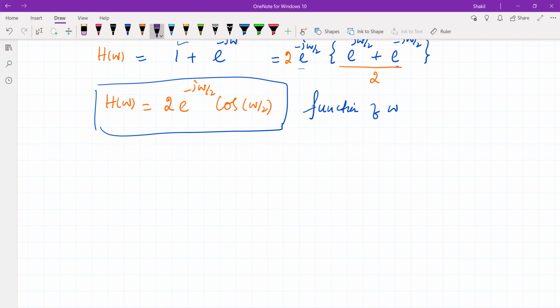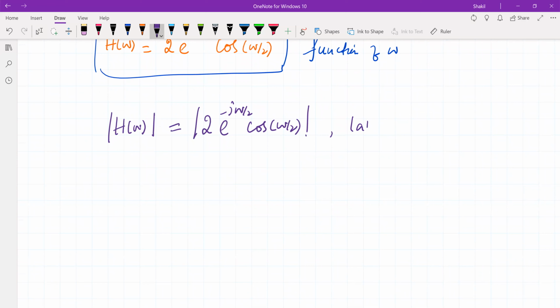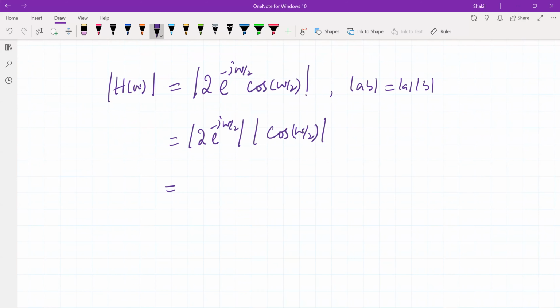If you plot the magnitude of this, means if you take the magnitude, taking mod on both sides, this will be twice e raised to minus j omega by 2 cos omega by 2. Now we know magnitude of AB is same as magnitude of A times magnitude of B. So this will be magnitude of twice e raised to minus j omega by 2 times magnitude of cos omega by 2. Let me take 2 outside.